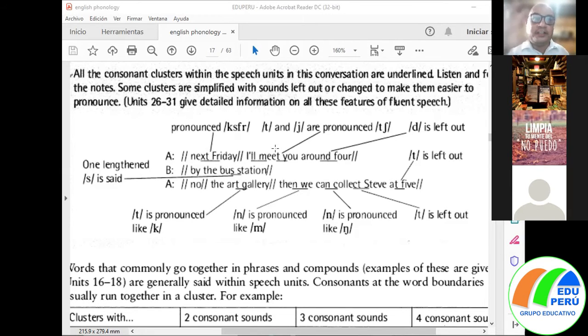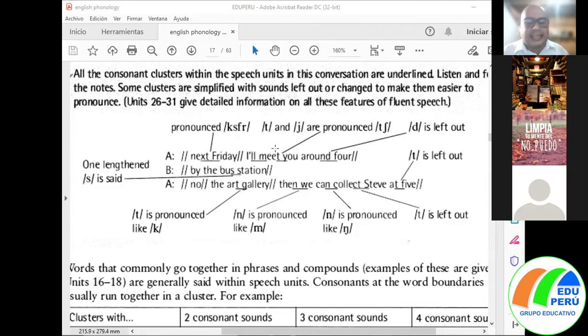And we saw three different ways of assimilation: progressive, regressive, and reciprocal. For example, let's analyze this conversation. Notice this is a very short conversation, just 3 lines. The second line is just a phrase, not a whole sentence. So it's a very simple conversation. But notice all the different things that we need to do when you pronounce these words. Let's start.